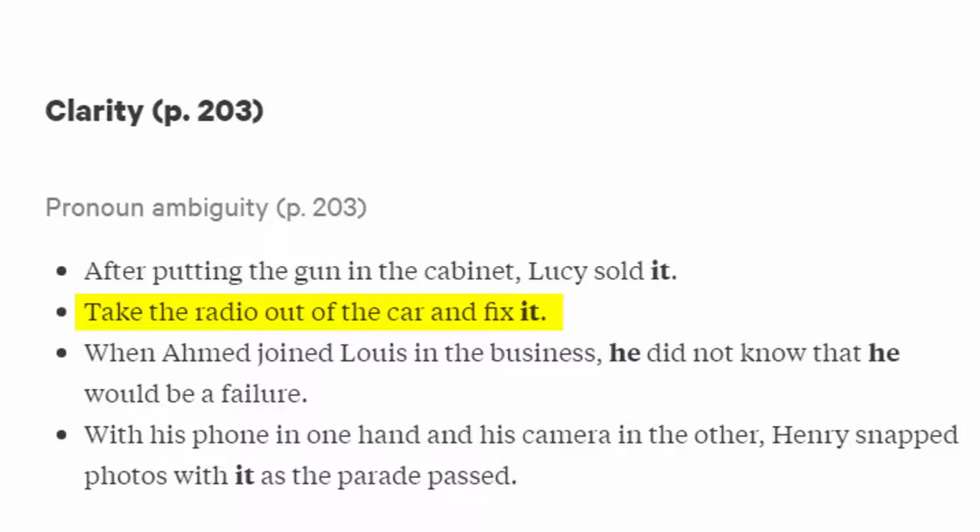Take the radio out of the car and fix it. Take the radio out of the car and fix the radio? Or take the radio out of the car and fix the car? Again, it's not clear by the sentence. The sentence needs to be reworded so that it is clear and there is no ambiguity.